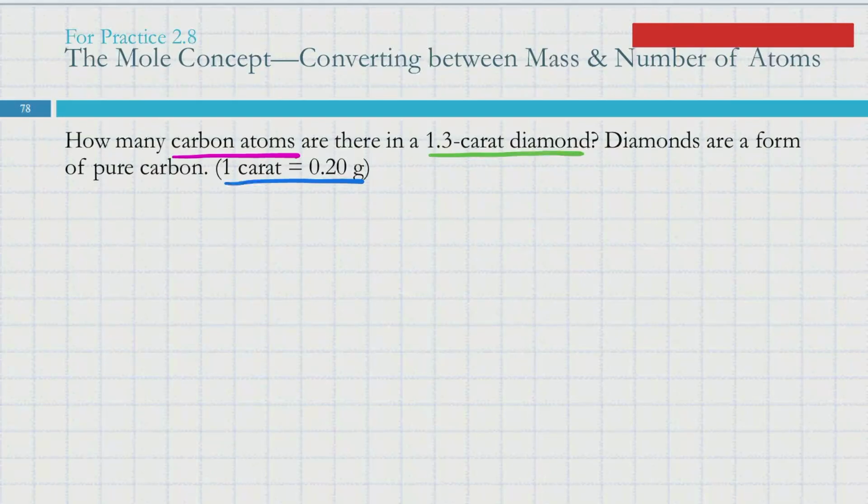So our solution map, I think carat is abbreviated CT, this type of carat at least. We have a conversion factor between carats and grams. So we can go to grams. Our ultimate goal is to get to atoms. This is all for carbon.